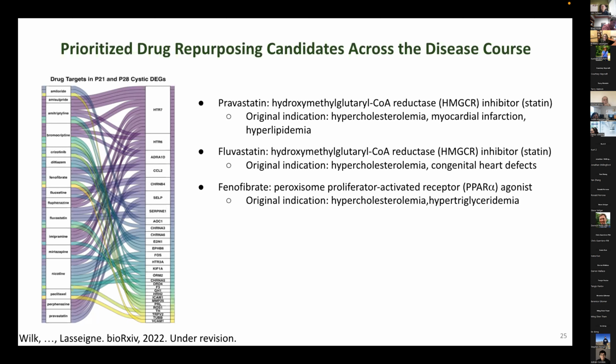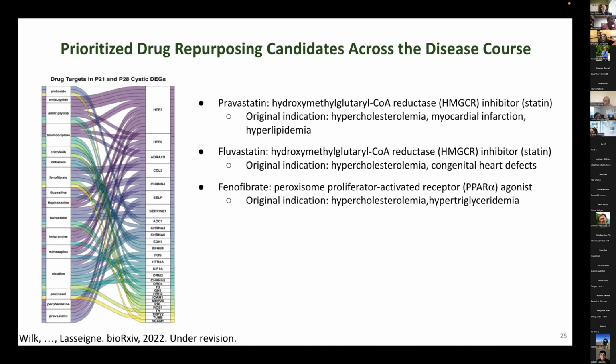The next drug that I want to highlight is fenofibrate. And so this particular drug is an agonist of PPAR alpha, which promotes fatty acid beta oxidation and oxidative phosphorylation, which are both pathways that have been implicated in ADPKD. And so we think that this makes fenofibrate an attractive candidate for ADPKD.